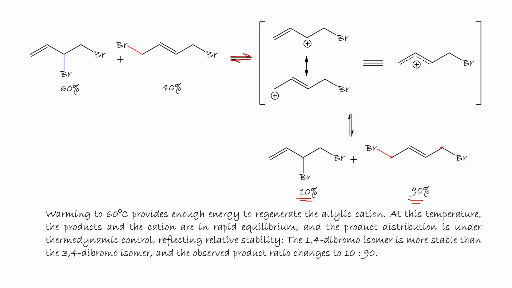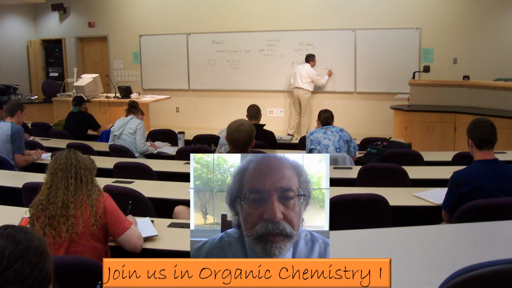So warming to 60 degrees provides enough energy to regenerate the allylic cation. At this temperature, the products and the cation are in rapid equilibrium, and the product distribution is under thermodynamic control, reflecting relative stability. That 1,4-dibromo isomer is more stable, it is a more substituted alkene than the 3,4-dibromo isomer, and the observed product ratio changes to 10:90. See you next lecture.